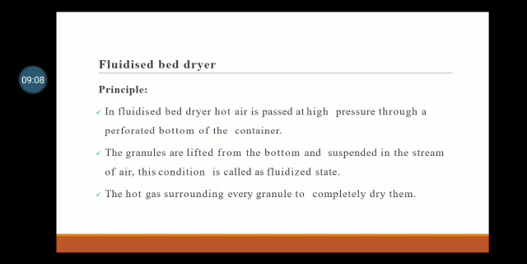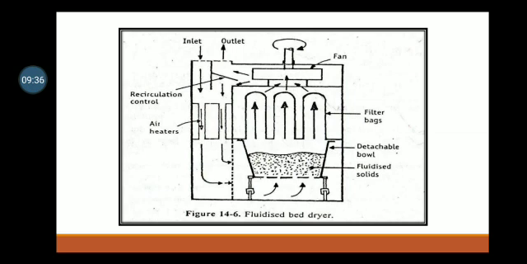Then, very important, the fluidized bed dryer. Principle: in a fluidized bed dryer, hot air is passed at high pressure through the perforated bottom of the container. The granules are lifted from the bottom and suspended in the stream of air. This condition is called the fluidized state. The hot gas surrounds every granule to completely dry them. This is the diagram of a fluidized bed dryer. It consists of air heaters, recirculation control, inlet, outlet, fan, filter bags, detachable bowl and fluidized solids, which are the product to be dried.